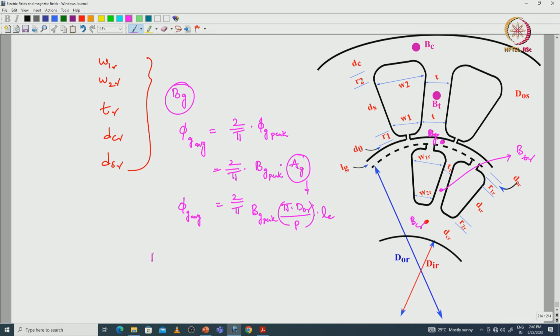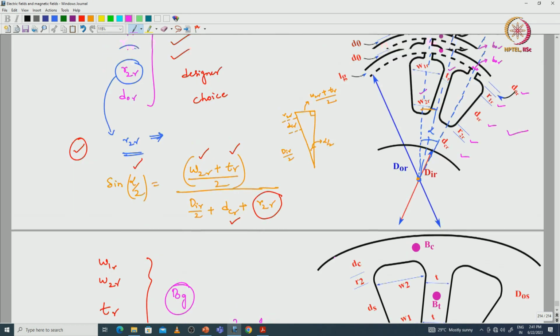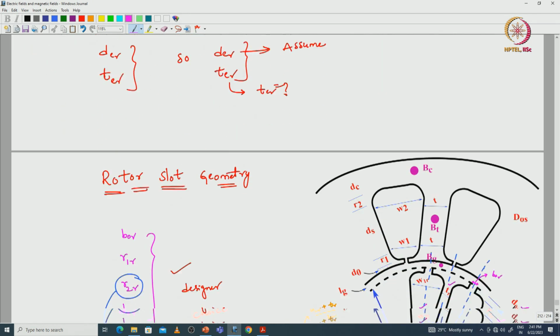From here we can calculate BGR peak, which is equal to phi g average divided by 2 into D0R, the outer diameter of the rotor, into LE, the effective length of the rotor core. Bg is in Tesla or Weber per meter square. This is equation (33).